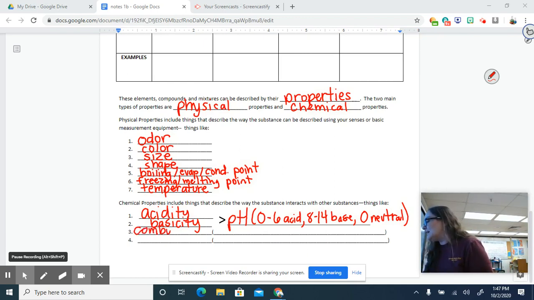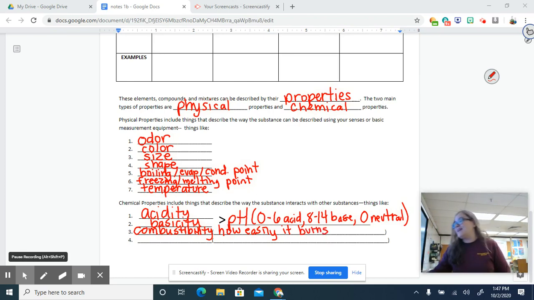Combustibility is a chemical property. What do you think that means? Combustibility. Right. How easily it combusts, how easily it explodes. Yeah. How easily it burns. How easily, y'all, I can't write today. How easily it burns or combusts. And then the next one is reactivity. And yeah, you guessed it. Reactivity is how much does it react with other substances.